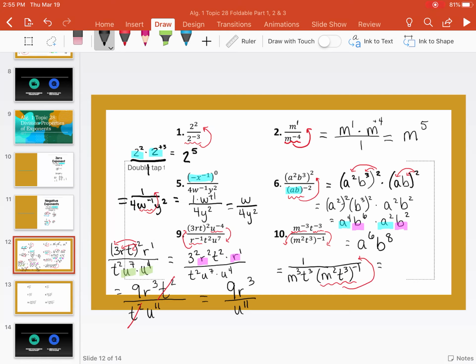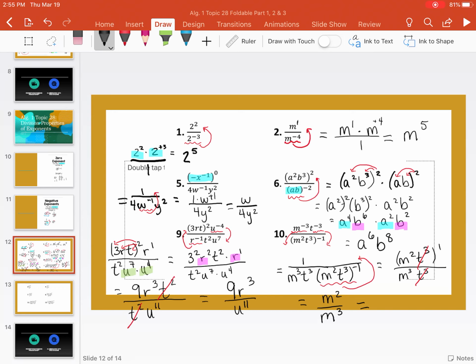So if we want to rewrite this, we get m squared t cubed, this is all raised to the positive first power, over m cubed t cubed. Okay, now if we were to distribute this 1, it would not do anything. So what we can do is reduce further. We see a t cubed and a t cubed in the numerator and the denominator, so that just reduces to 1. And we're just going to be left with m squared over m cubed.